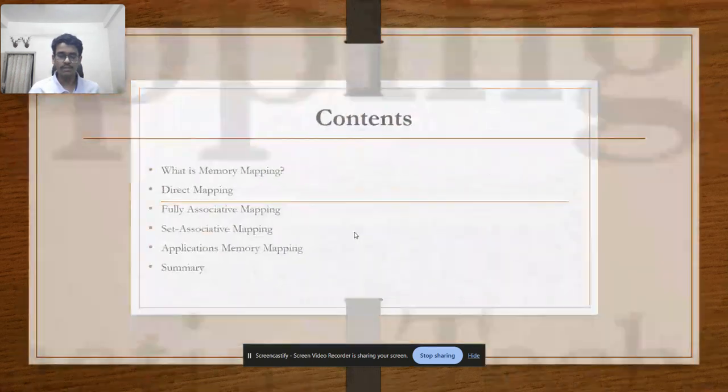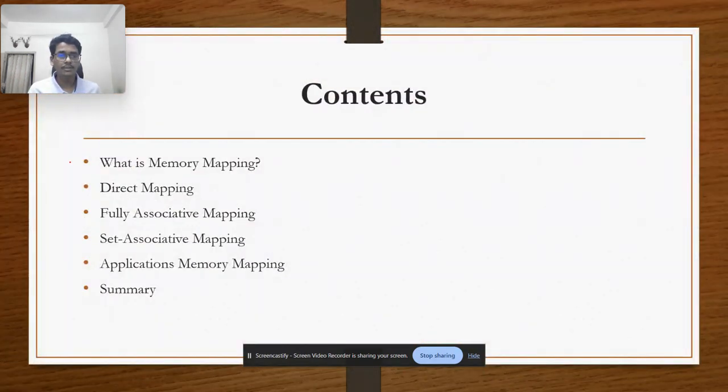In this video I would be covering the topics like what is memory mapping, its types like direct mapping, fully associative mapping, set associative mapping and applications of memory mapping, and then summarizing the difference between these three types of memory mapping techniques.